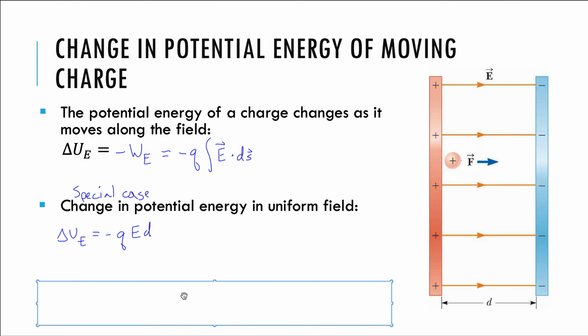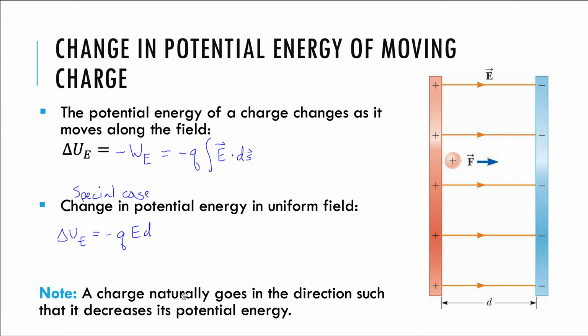I do have a special note here that a charge naturally goes in a direction such that it decreases its potential energy. This is very much like the mass again. If we place the mass in this gravitational field where it has gravitational potential, what does it want to do? It wants to fall down and lose all of that potential energy. The charge wants to do the same thing. When a positive charge moves to the right along the field, it will decrease its potential energy.